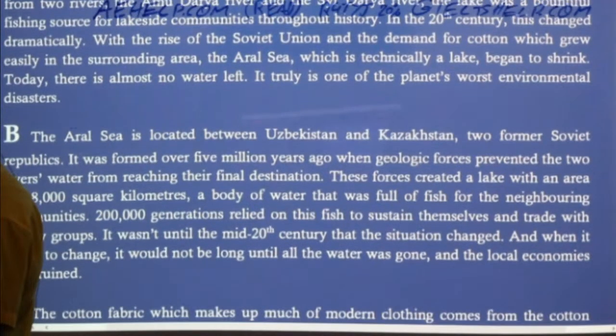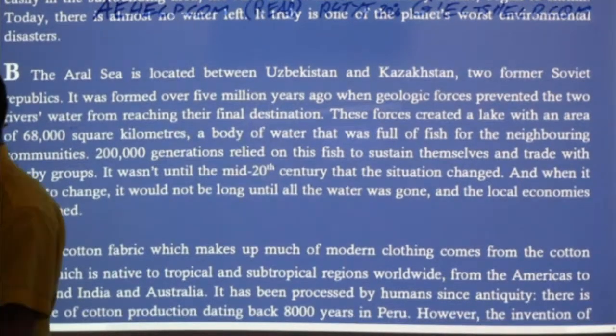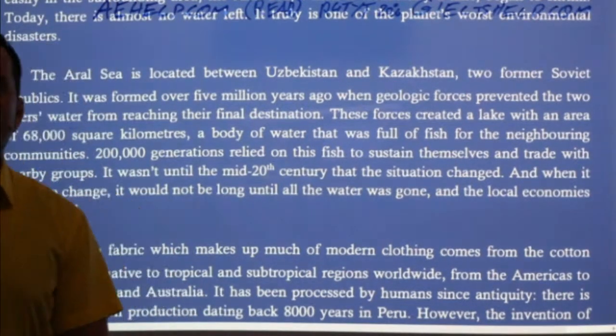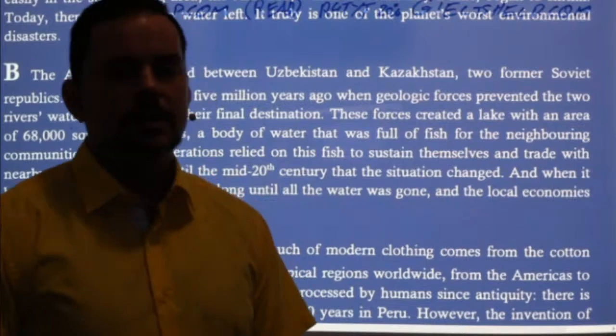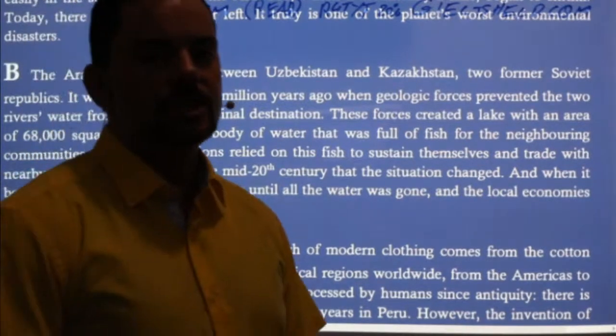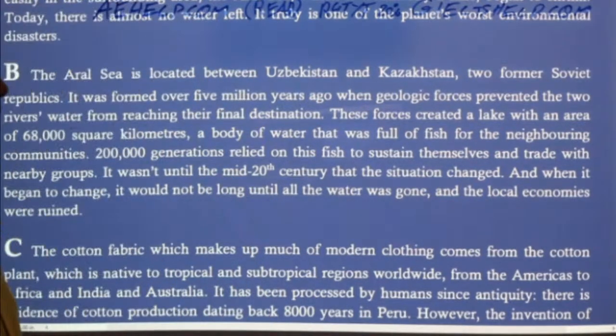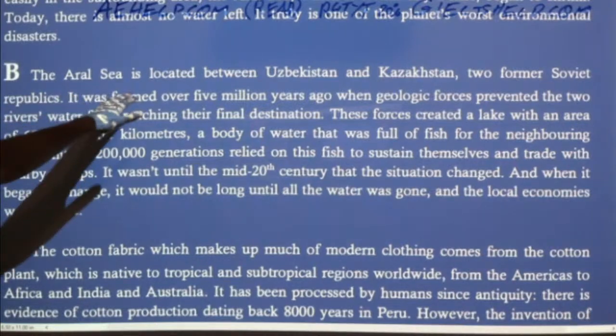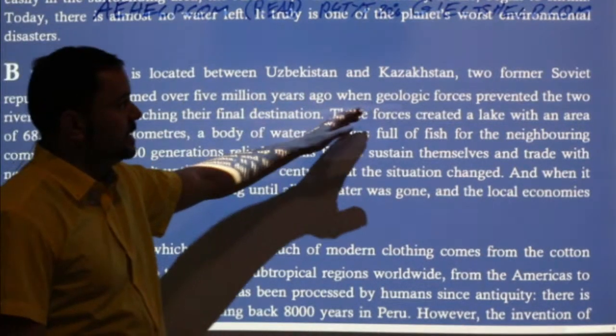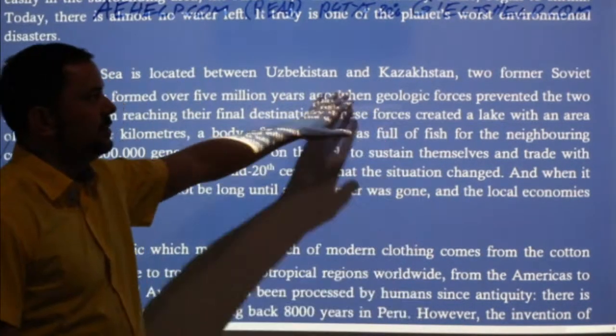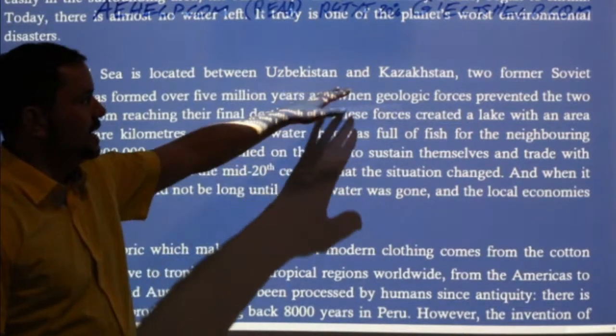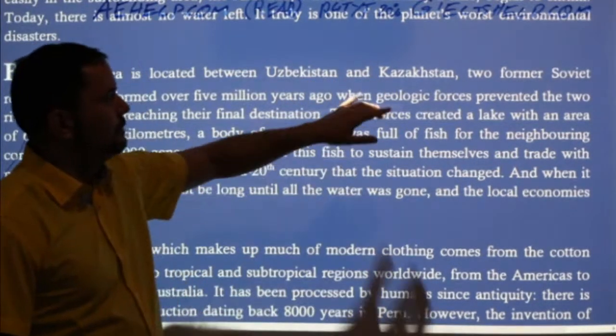So clearly, this essay will tell us about the Aral Sea, what it was, how the Soviet Union and cotton production affected the Aral Sea, and how it's affecting humanity now. So that's what we get from the introduction. So here, let's keep reading. The Aral Sea is located between Uzbekistan and Kazakhstan. See, there you go, Begjan, you're right. Kazakhstan is part of that.